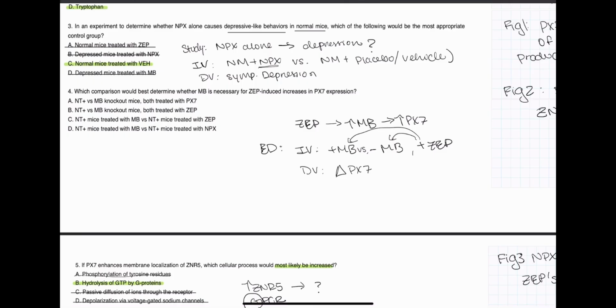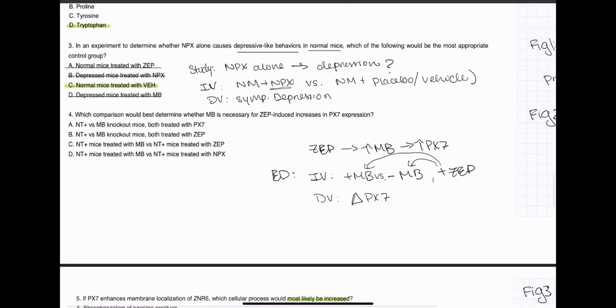So we'll go through our answer choices. NT is wild type for this. I'll also just make a note when NT equals wild type. I think it's normal type is how this typed out. So NT versus MB knockout mice, that sounds good to me so far, but both treated with PX7, we want if ZEP-induced increases in PX7 requires MB, not if PX7 is there or not. So that doesn't address our ZEP-induced increase part.